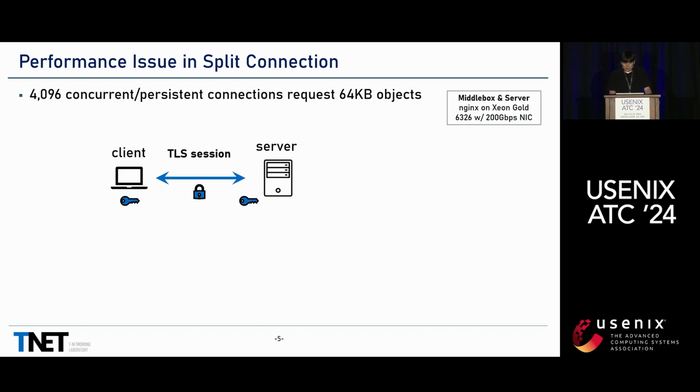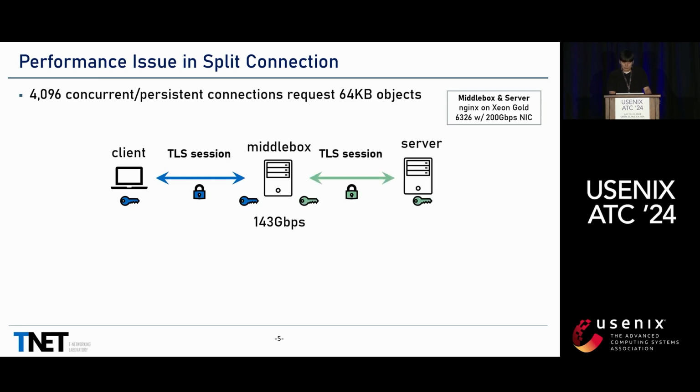So we ran a simple benchmark test to understand the performance degradation incurred by the split connection. When we use our machine as a TLS endpoint server, the throughput is 143 Gbps. However, when we use the same machine as a split connection middlebox, the throughput plummets to 39 Gbps. So the performance decreases by about 73%.